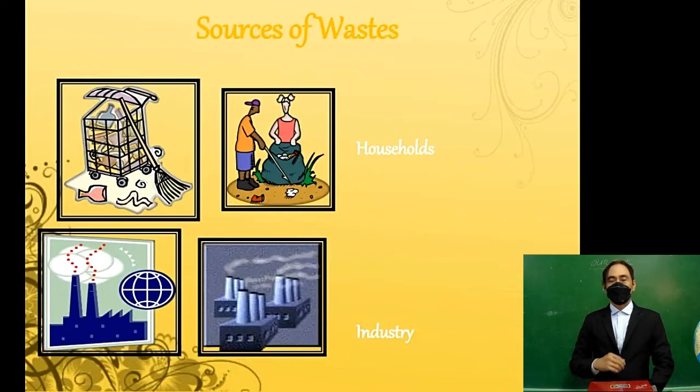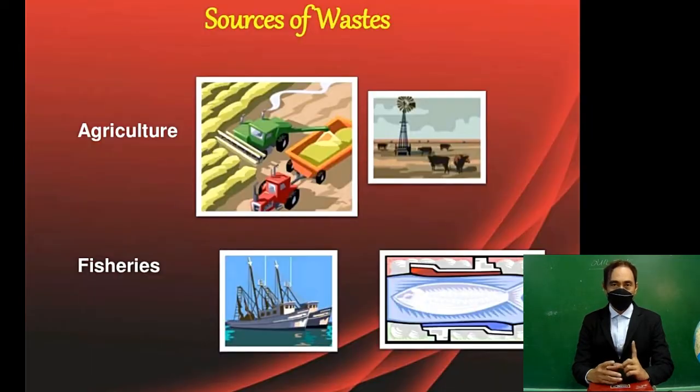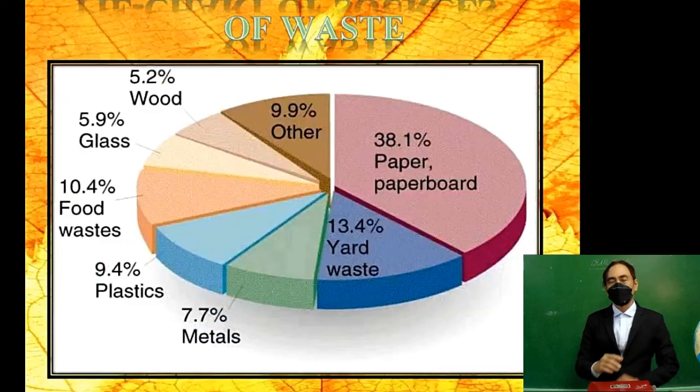Now let's go to the sources of waste. Why do we have solid waste in our neighborhood and environment? First, it comes from households, and second, from industries. Also, another source of waste is from agriculture and fisheries. Here's the chart of sources of waste.